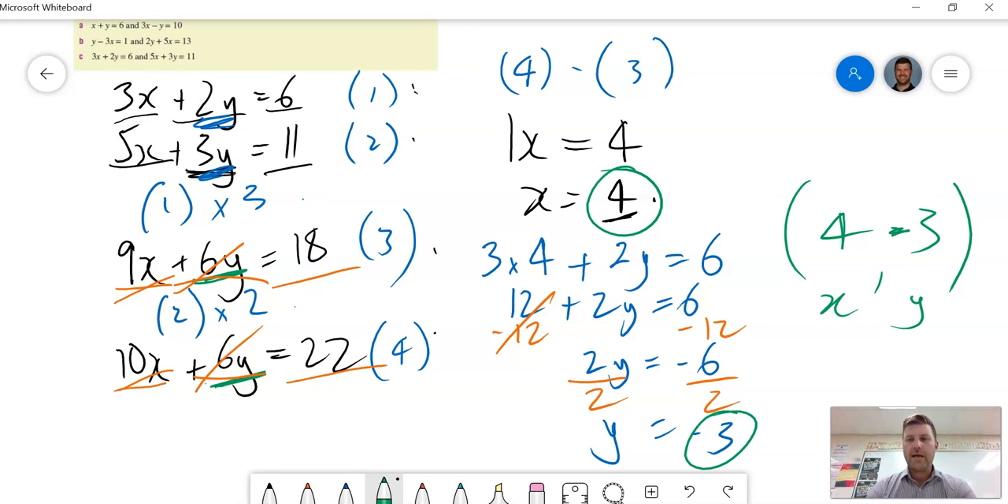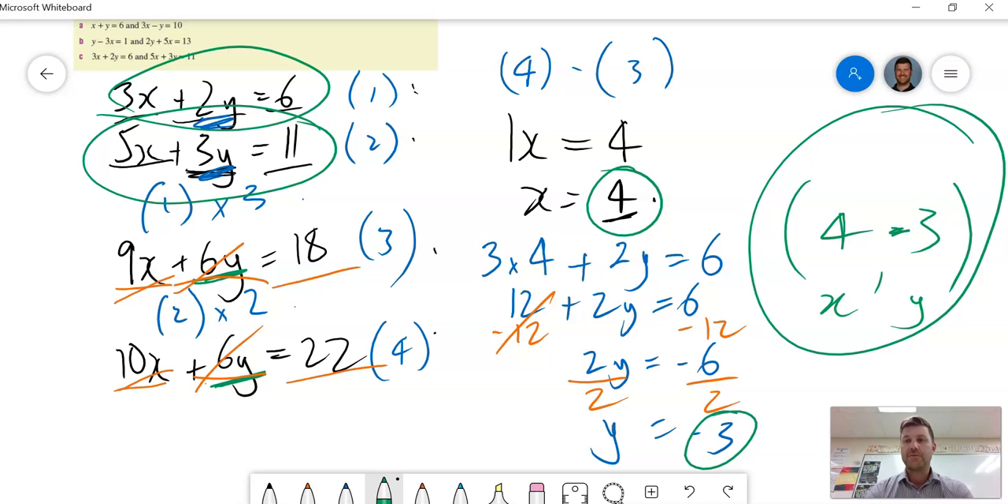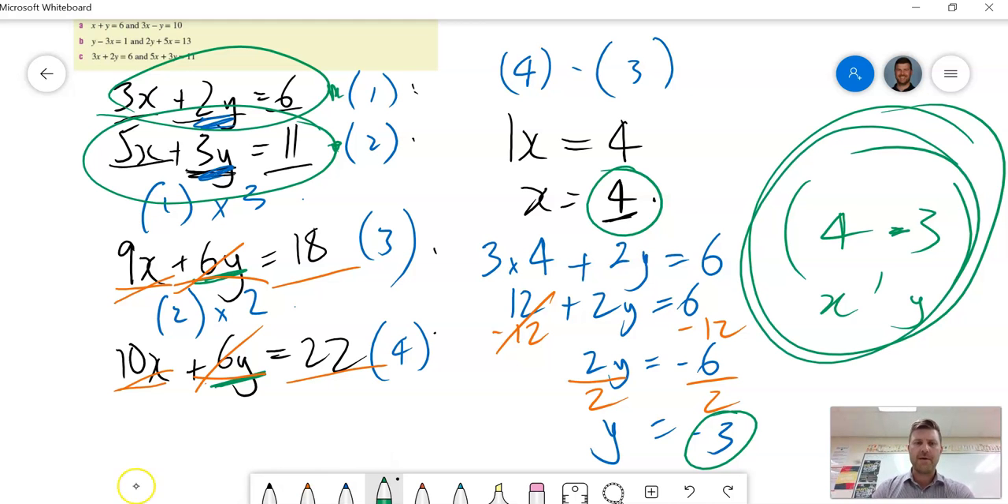Again, that represents the intersection point between these two equations. So when we're solving simultaneous equations, that's what your answer represents. It represents the point of intersection between those two linear equations. Remember, those equations are represented with straight lines, and that's where your solution comes from. Hopefully that makes sense.